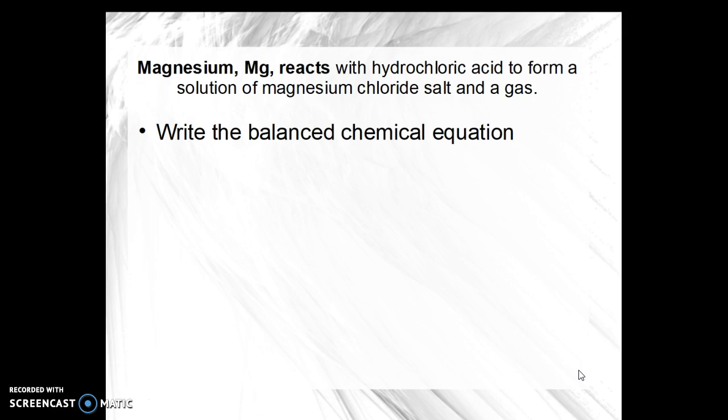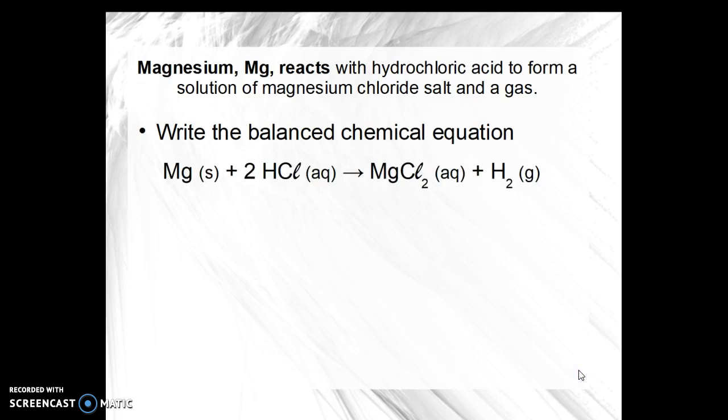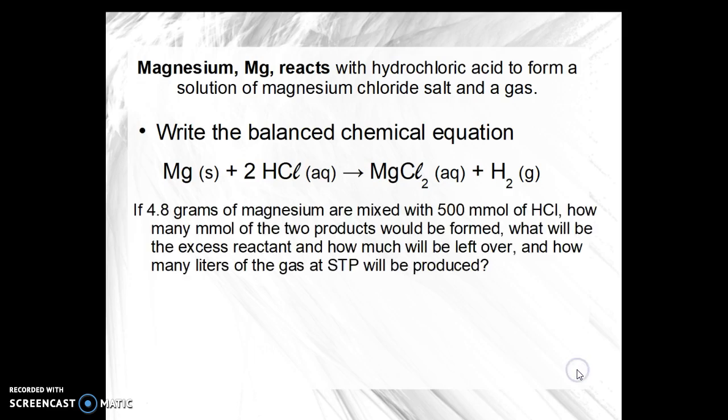So turn off, or stop, the projection and write the balanced chemical equation for this magnesium hydrochloric acid reaction. Then turn it back on. There is your balanced chemical equation. We've used a little script L for the Cl so that you wouldn't think that that was a 1. And you can see there's a 2-to-1 ratio of moles of hydrochloric acid to magnesium.